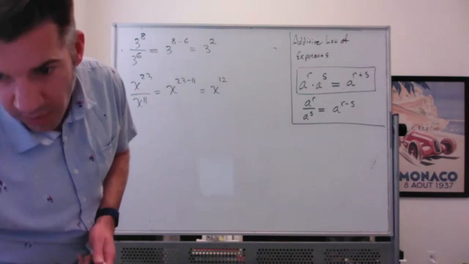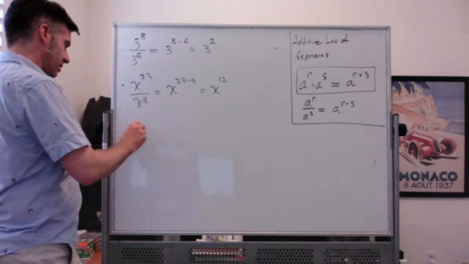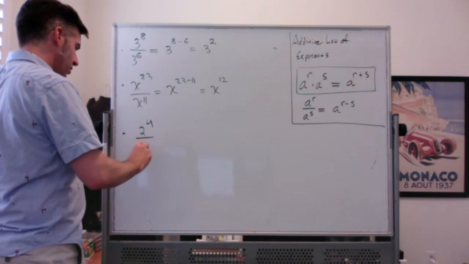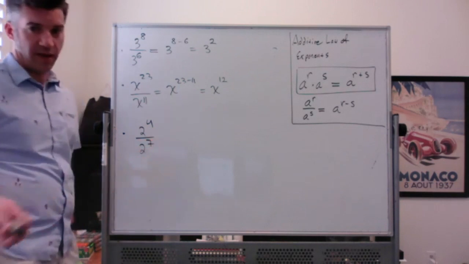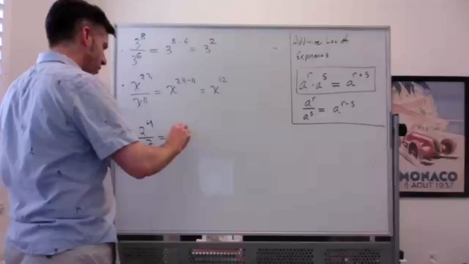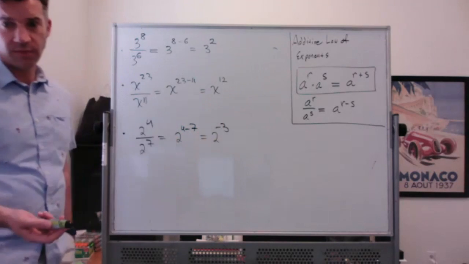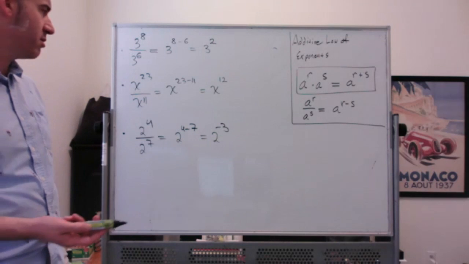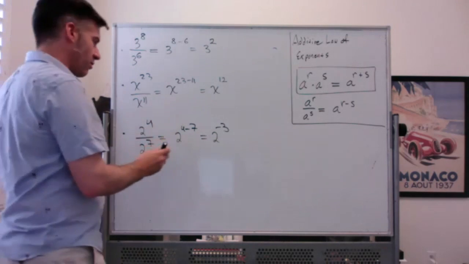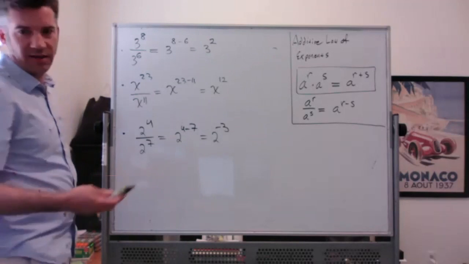And things are a little bit more interesting when we have something like this. 2 to the 4th divided by 2 to the 7th. Well, then we subtract and we get 2 to the 4 minus 7, which is 2 to the negative 3rd. And we'll talk about this a little bit more. We need something else first. And then, I think that's plenty of examples.